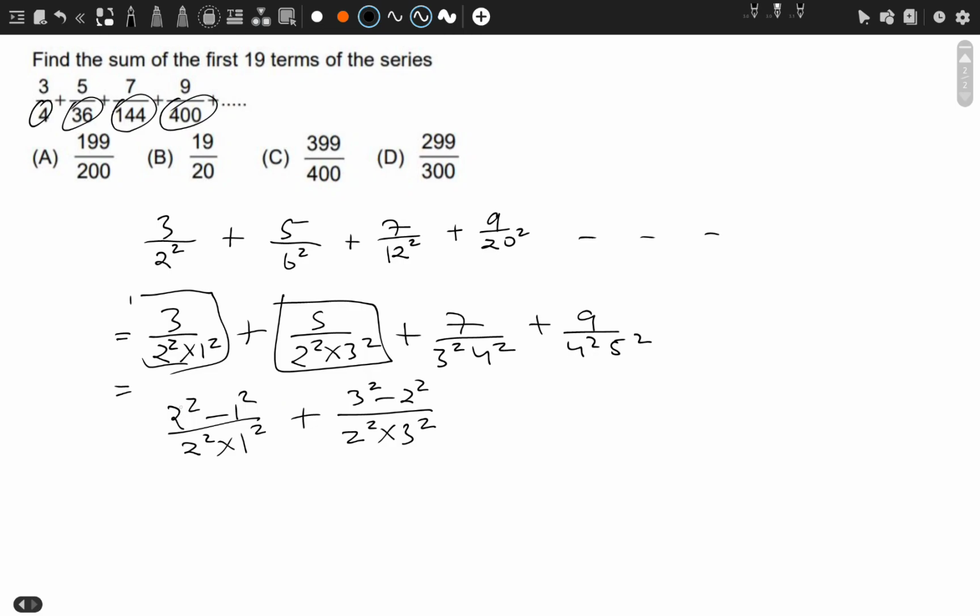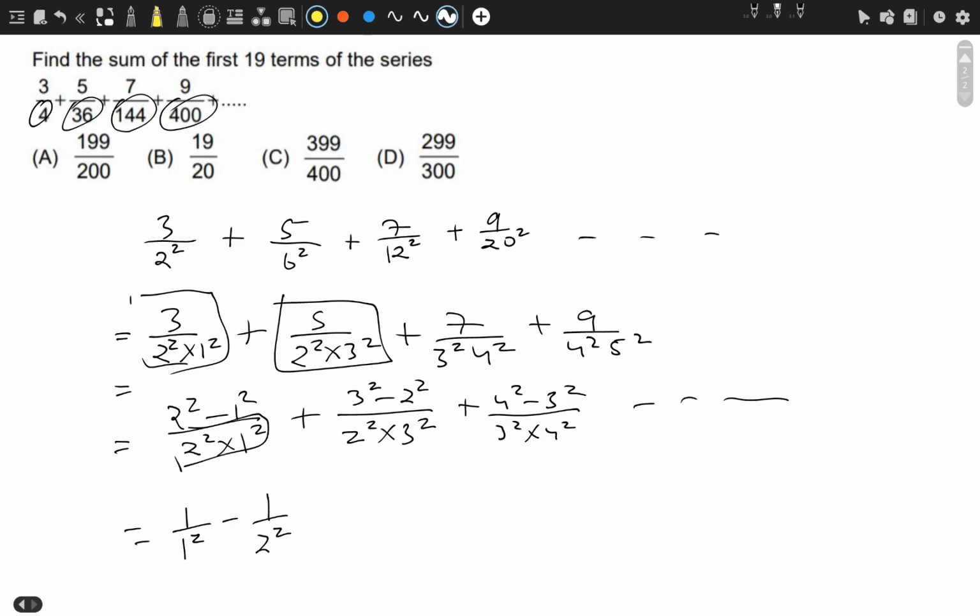If you see, this is 4 minus 1, which is 3. This is 9 minus 4, which is 5. Similarly, this is 4 square minus 3 square divided by 3 square into 4 square, so 16 minus 9, which is 7, and so on. So this can be written as 1 divided by 1 square minus 1 divided by 2 square. If we take the LCM, we will get 1 square into 2 square.